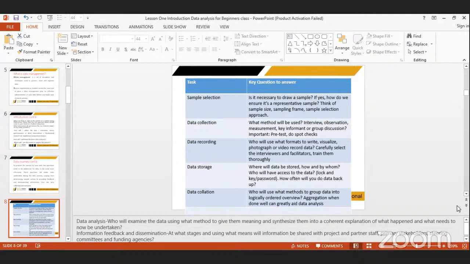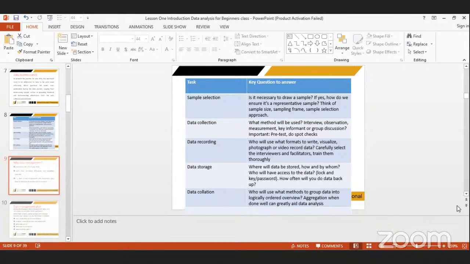And then, who will use what method to group data into a logically ordered overview and aggregation, as well as to aid the process of data analysis? Now, data analysis: who will examine the data, and which method will be used to do data analysis? And then finally, the feedback process that involves reporting the data set to whom and in which format will we adopt to report my data. So that is one of the issues that we must be able to bring forth.